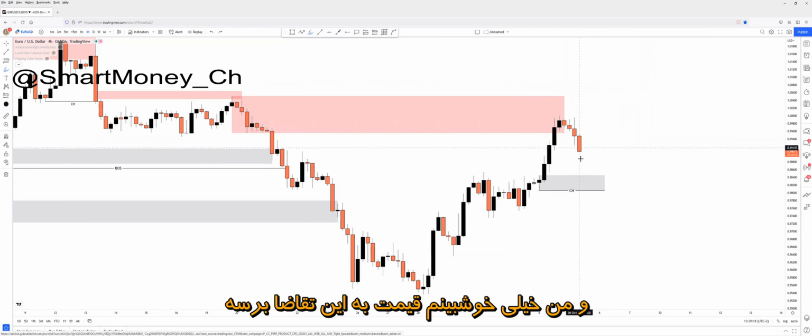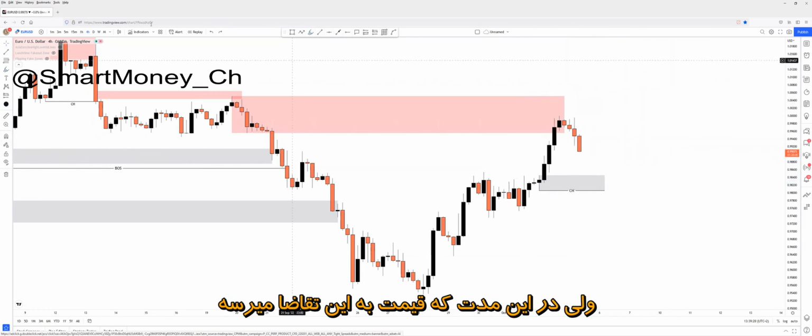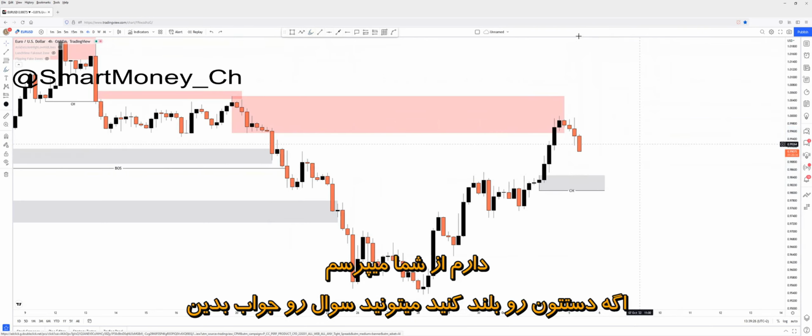And I'm really positive that price will reach this demand zone. Okay, but in the meanwhile, while price reaches this demand zone, what can we do? I'm asking you, if you raise your hand, you can answer the question.